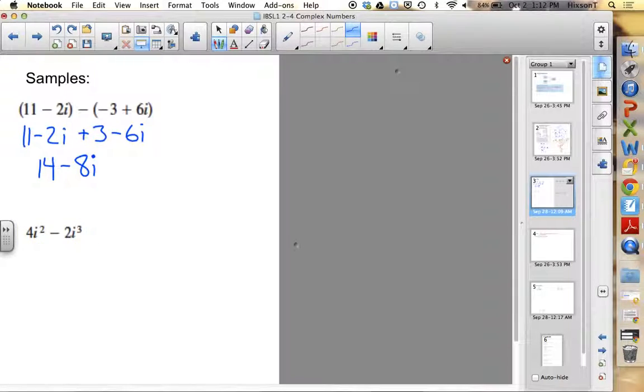Could you do anything with this one? What do you guys think? 4i squared minus 2i cubed. I know what you could do, but you can't change anything. What do you mean, Alex?